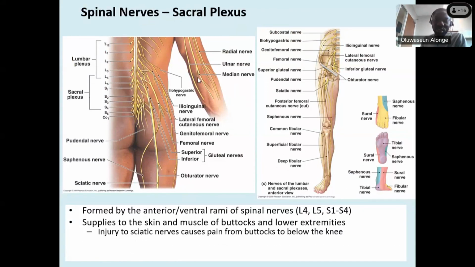The last plexus is the sacral plexus, which is formed by L4 to S4. So L4, L5, S1, S2, S3, S4 form the sacral plexus, and that is what supplies the butt and the lower extremities. If there's any injury to the sciatic nerve here, the sciatic nerve is a major nerve. You can see it is the largest nerve actually. Any damage to it affects that region as well.